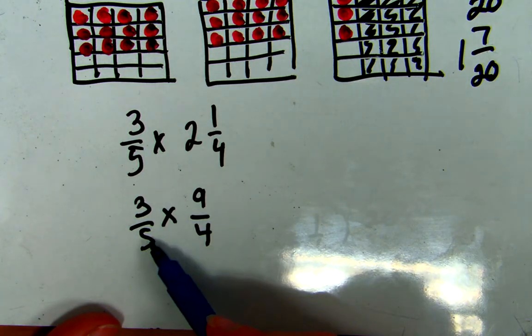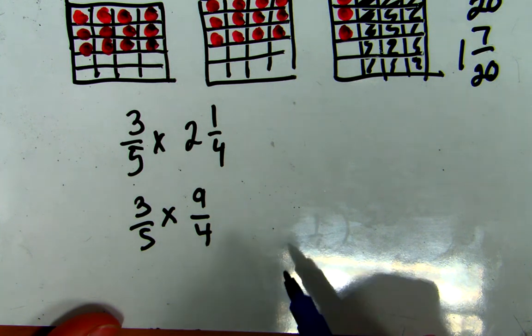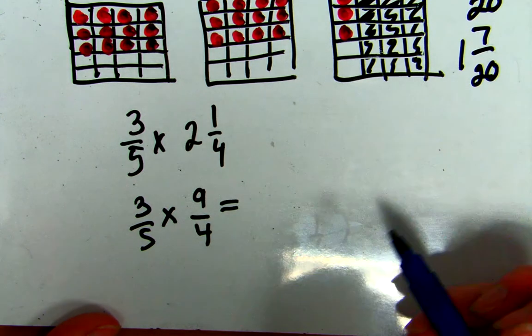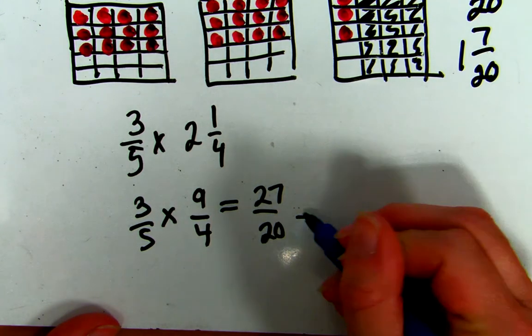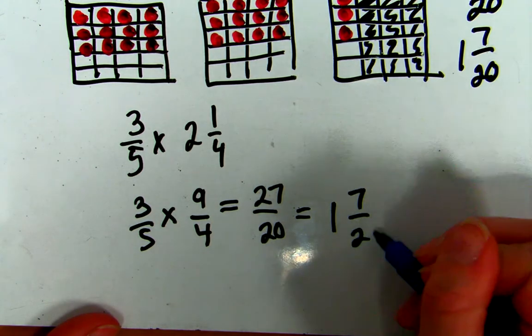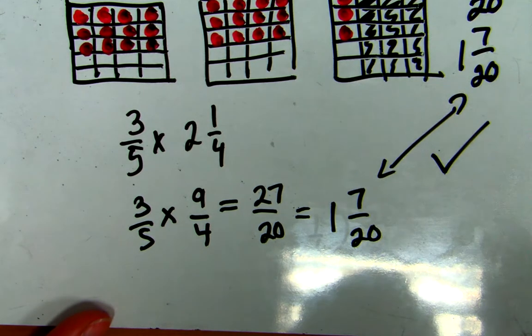Let's do a quick cross check to see if we can do any pre-simplifying. 9 and 5 have a GCF of 1, so nothing there. And 3 and 4 have a GCF of 1, so nothing there. But if we go ahead and multiply, 3 times 9 is 27, 5 times 4 is 20. We get 1 and 7 20ths. So we get a nice match. Checkamundo, happy days.